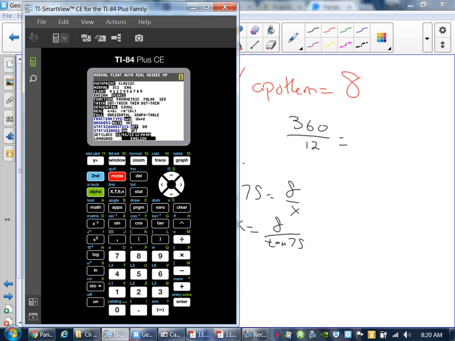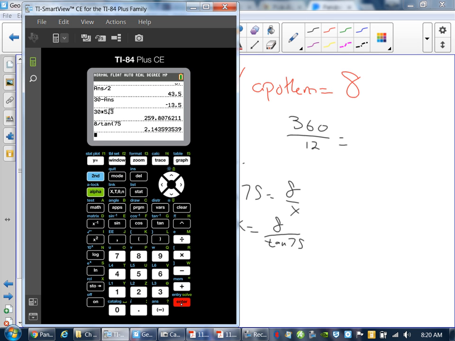Make sure you're in degree mode. So I'm getting 2.14. I got negative 8 square root... I got the same thing. Yeah, but you want to add. Hit the decimal, then you'll be all right.